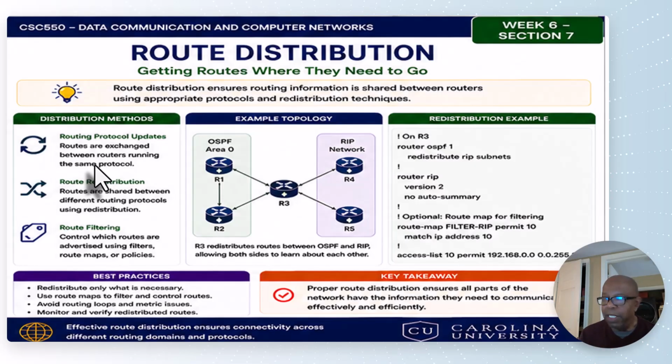Okay. All this is basically saying is that this information is shared between routers. So this is the information that everything that's available from my router is going to the next router as far as when we're going to be updating those router tables. Here, general takeaway: proper route distribution ensures that all parts of the network have the information they need to communicate effectively. Okay. When I do that distribution, I make sure everything that I need is there.